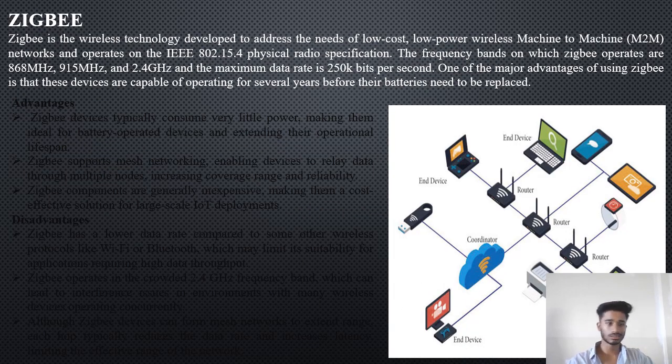Last but not least, Zigbee is the wireless technology developed to address the needs of low cost, low power wireless machine to machine networks and operates on the IEEE 802.15.4 physical radio specification. The frequency bands on which Zigbee operates are 868 megahertz, 915 megahertz, and 2.4 gigahertz, and the maximum data rate is 250 kilobits per second. One of the major advantages of using Zigbee is that these devices are capable of operating for several years before the battery needs to be replaced.